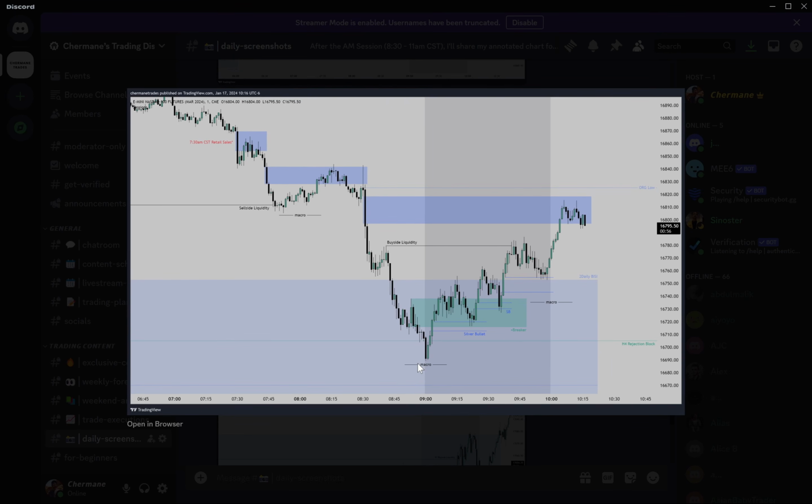What also forms during this macro? Take a look. What forms? A fair value gap. This is your silver bullet. So you have a fair value gap resting just below a bullish breaker after trading into a rejection block, after trading into a daily fair value gap. All of that is occurring in this 20-minute macro.